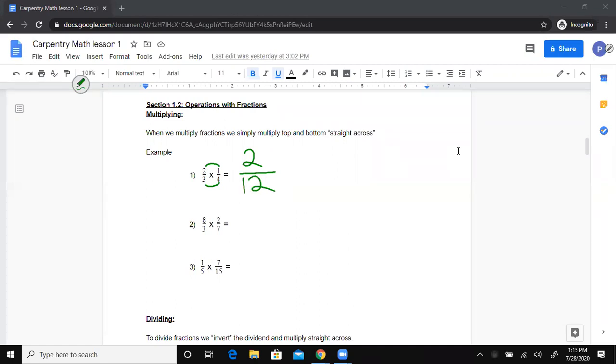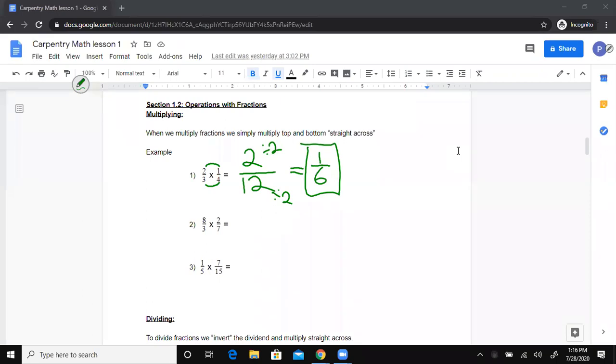So we could be done here. This is a correct answer that represents the exact value that we wanted to get. However, we can write this in what we call simplest terms. 2 is divisible by 2, and 12 is also divisible by 2. So we should do that division to both the top and the bottom. 2 divided by 2 gives us 1, and 12 divided by 2 gives us 6. 1/6 would be our final answer.